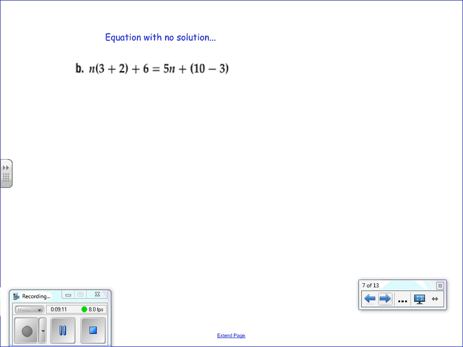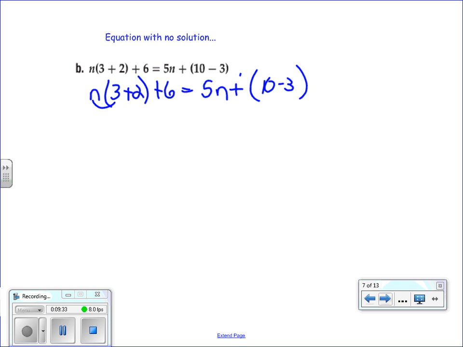Some equations will not have any solution. They will have no solution. Let's look at this one right here. n times parentheses 3 plus 2, plus 6 equals 5n plus 7. Let's see what we have here. Can we distribute? So we'd have n times 3 and n times 2. So we get 3n plus 2n plus 6 equals 5n plus 7. Can we go ahead and do that?